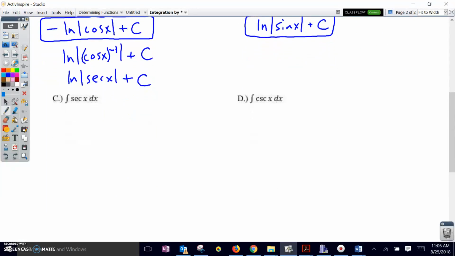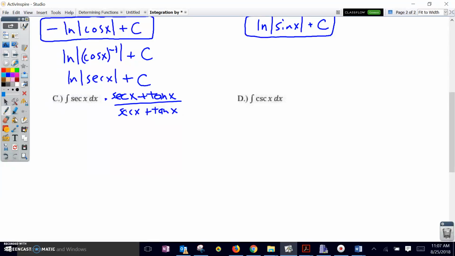Now, when we find the integrals of secant of x and cosecant of x, it relies on a little bit of a trick to develop the rule. We're going to multiply these by 1 in order to get them into a form that lends itself nicely to substitution. And the form of 1 that we're going to use in the first one is we're going to multiply this whole thing by secant of x plus tangent of x over secant of x plus tangent of x.